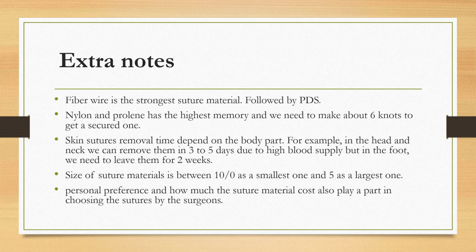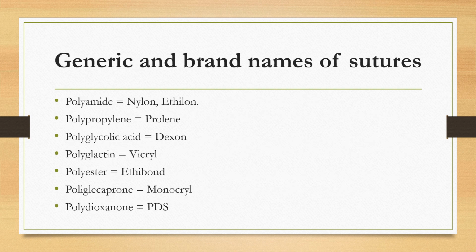It might be used for anchoring tendons, for example. Personal preference and how much the suture material costs also play a part in choosing the sutures by the surgeons. Let's go over some generic and brand names of sutures. I think it's interesting to know what the generic name of the suture is. We always hear about the brand names in the OR.